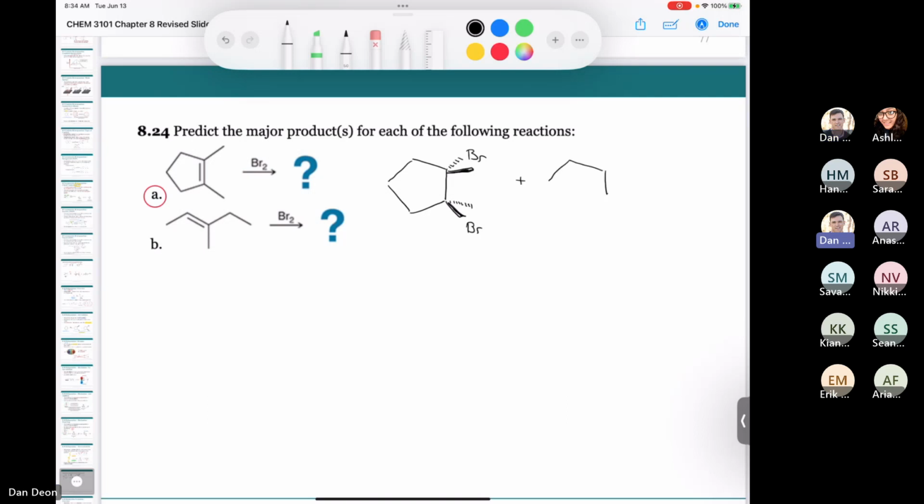So you just do this. We're going to have the methyl group going down. We're going to have the bromine coming up here. There we go. Not my best artwork. We're going to have the methyl group coming up here and the bromine coming down like that. So these are a pair of enantiomers. All right.